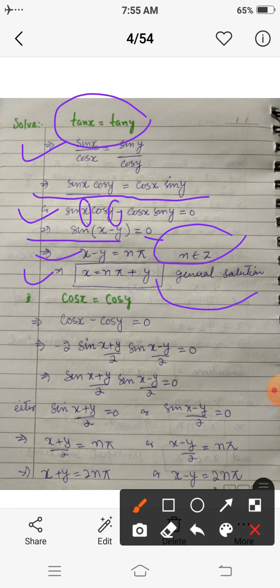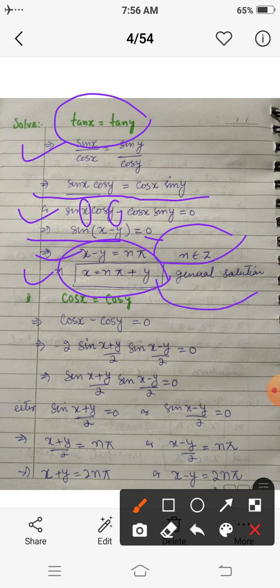Because it contains n, it contains the numbers. Similarly, you can find its principal solution by putting particular values of n, like 0, 1, -1, -2, and if that value lies in the interval 0 to 2 pi, you can say that it is the principal solution. So simply we can say that if tan x equals tan y, then x equals n pi plus y is the solution for this equation.